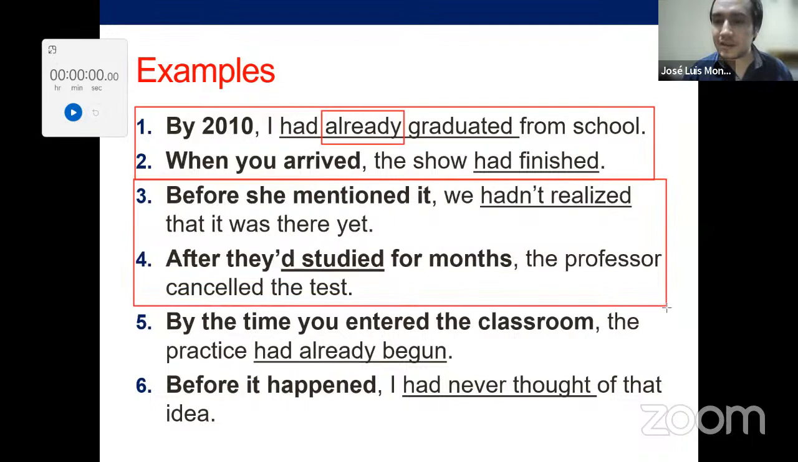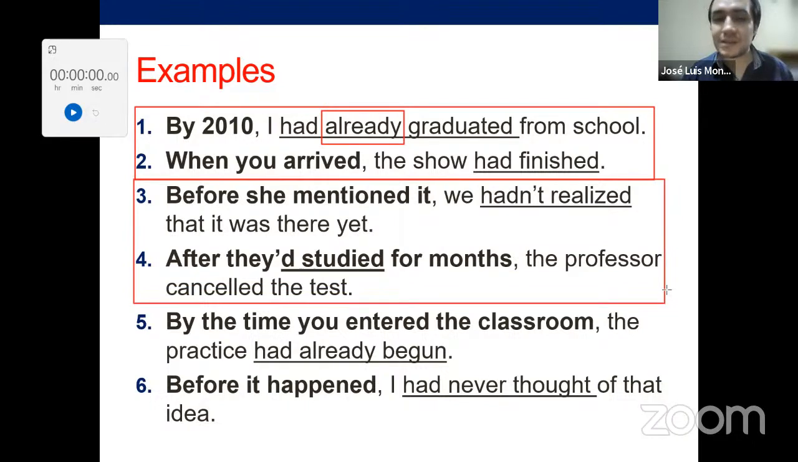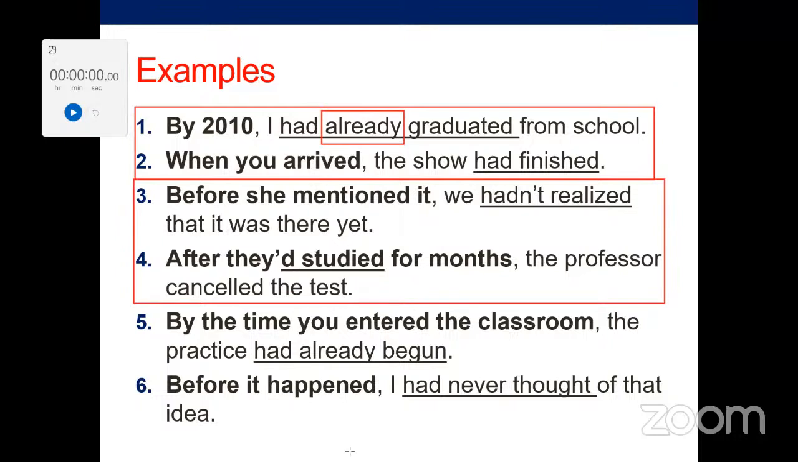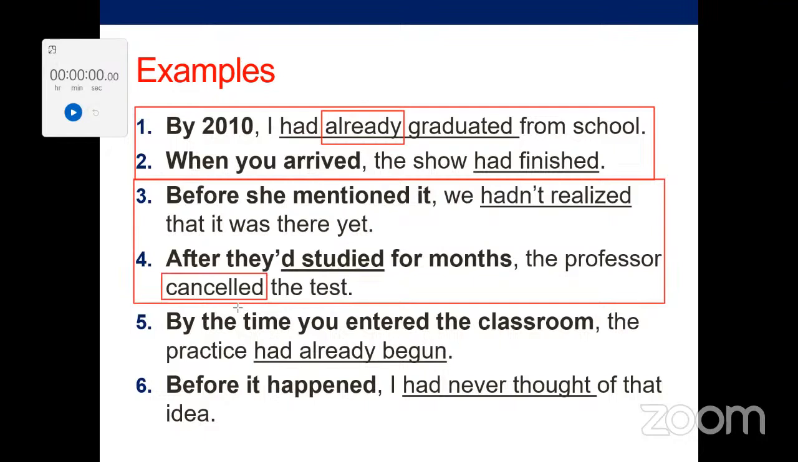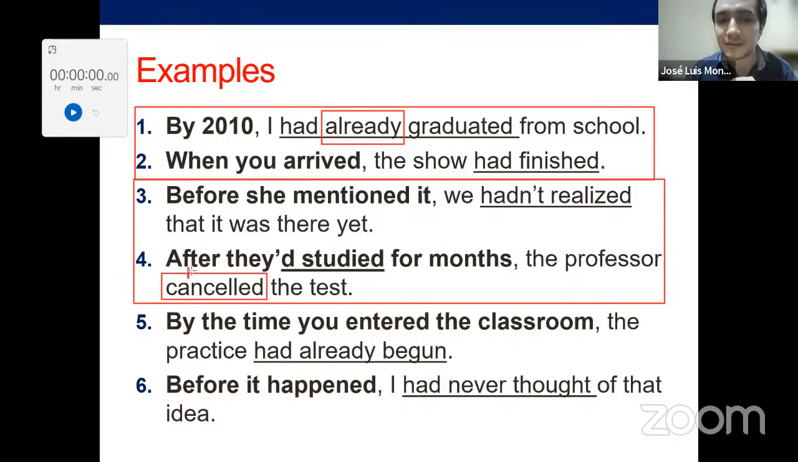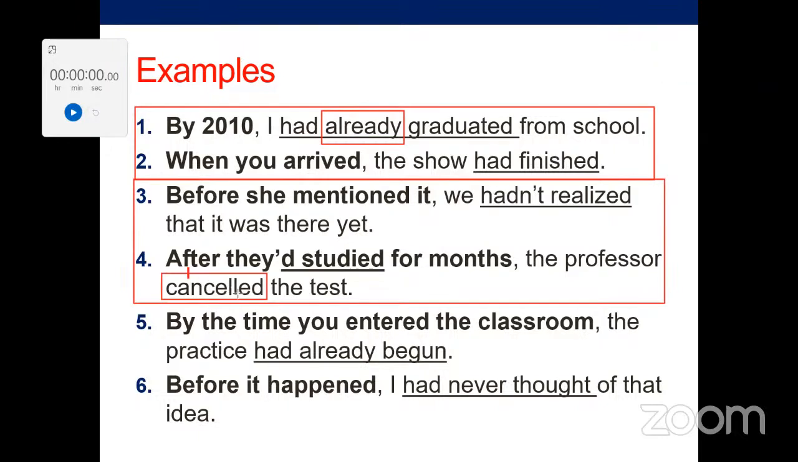Here you're going to see yet, and this is going to be for you, please, Nazarena. Number 3 and 4, please. Okay, teacher. Before she mentioned it, we hadn't realized that it was there yet. After they'd studied for months, the professor canceled the test. Good. Just one more time, please, this word. How do you read it one more time, Nazarena? Canceled? Good, close. In this case, the stress is going to be in this part, canceled. Canceled the test. Let's repeat one more time, please. Canceled the test.